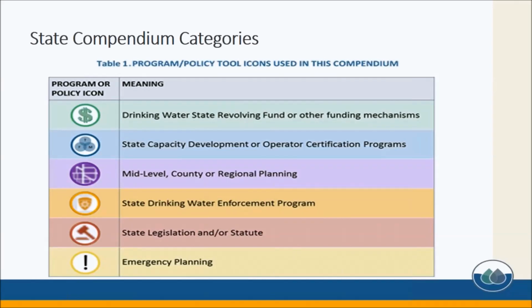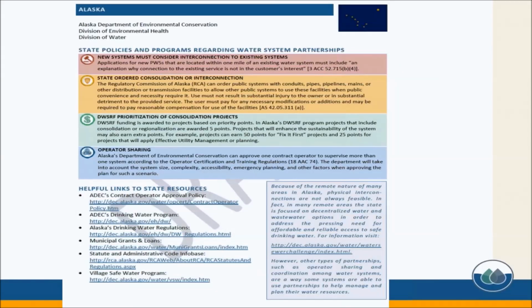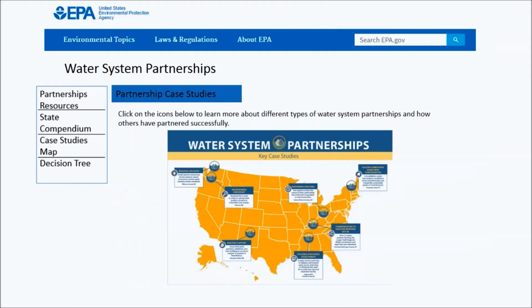They'll be categorized into 6 different categories, focusing on the financial, the TMF building, planning, enforcement, some of the state and legislative actions, and then some of the emergency planning partnership activities. This is just a screenshot of what you'd see if you clicked on the state of Alaska. You'd be able to see some of the different programs they are supporting in those 6 categories to help promote water system partnerships in their area. This will be available this summer, and there'll be a page for each one of the states.